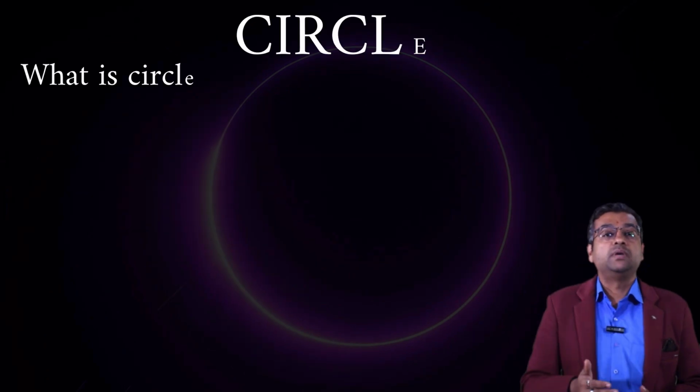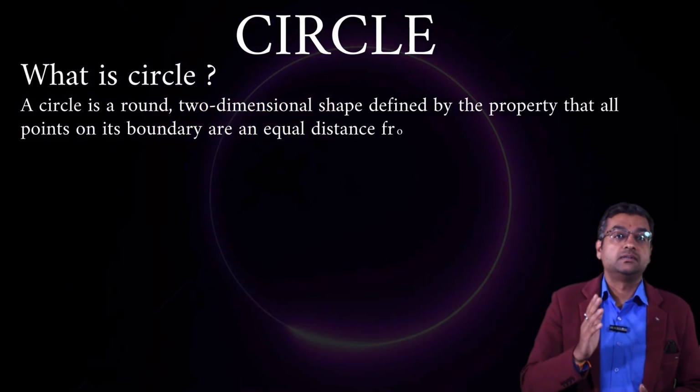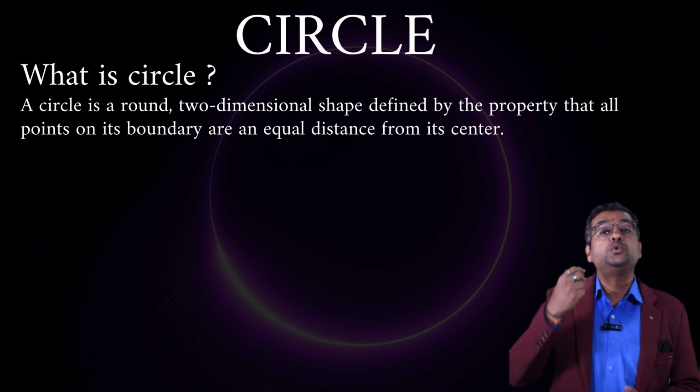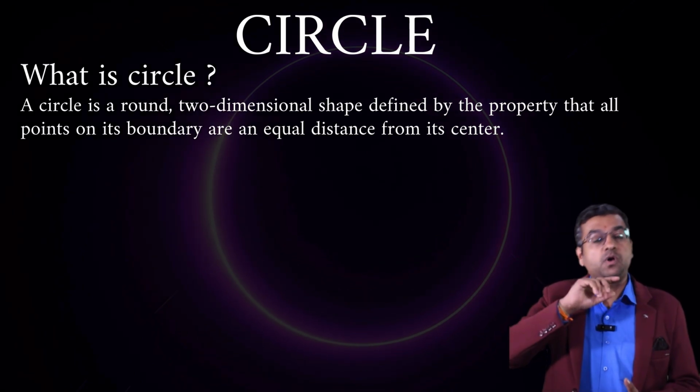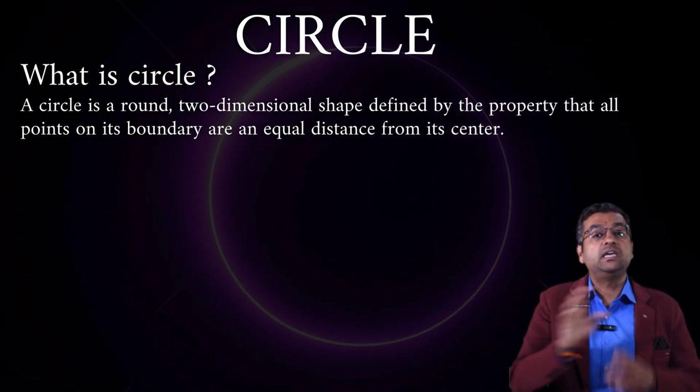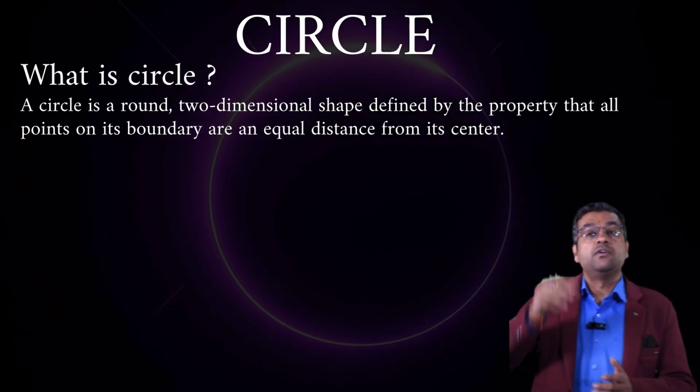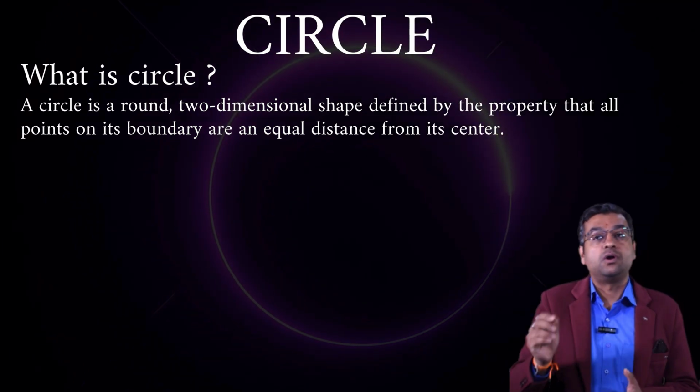Okay. So now coming to the definition of circle. What is a circle? A circle is a two-dimensional shape made up of all points that are equidistant. Equidistant means constant distance from a fixed point called the center.